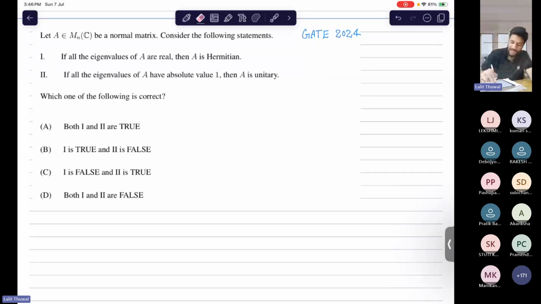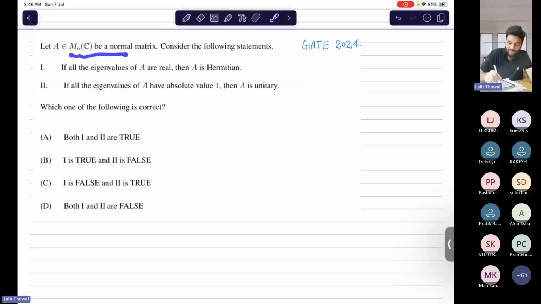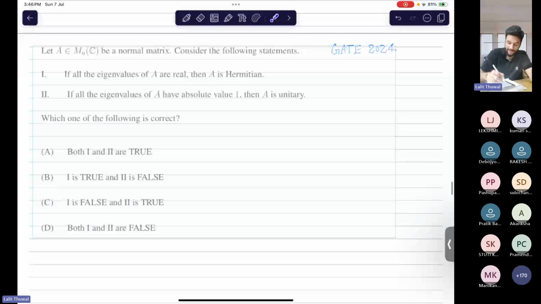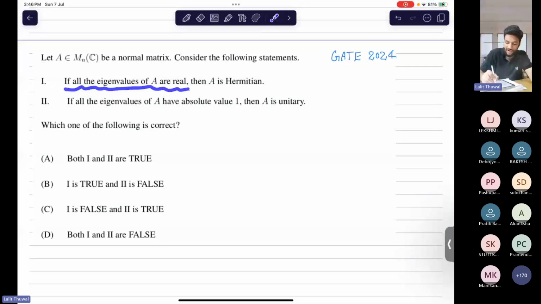Let A be an n by n complex normal matrix. Consider the following statements. If all the eigenvalues of A are real, then A is Hermitian. If all the eigenvalues of A have absolute value 1, then A is unitary. Okay, so let me see. You can quickly figure it out.